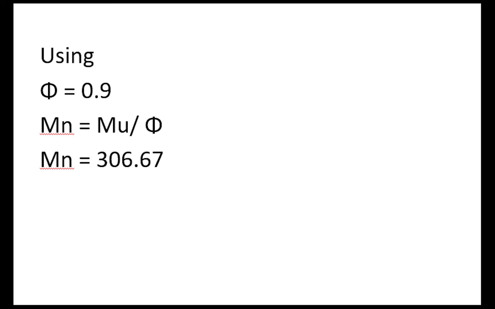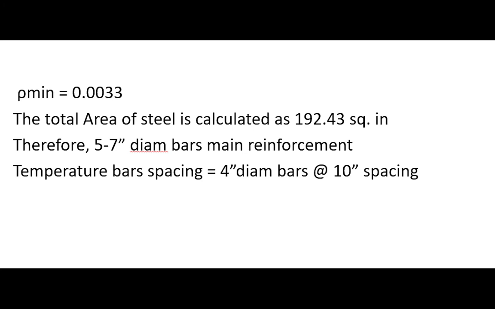Using a strength reduction factor of 0.9, Mn is calculated. Mn is equal to Mu over Phi. Mn is equal to 306.67 kip-feet. For the example, Rho min is equal to 0.0033.